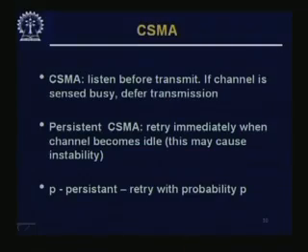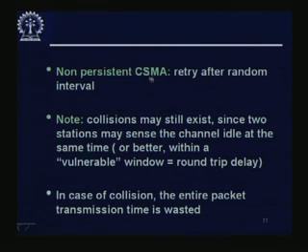We call a strategy P persistent when we retry at the next available opportunity with a probability of P, which means that with probability 1 minus P we do not persist, that means we defer still more. And then there is non-persistent CSMA: if somebody is ready to send something and finds the channel busy, then he will retry only after a random interval. He generates some random numbers and decides by itself to wait for this random amount of time. That is non-persistent CSMA.